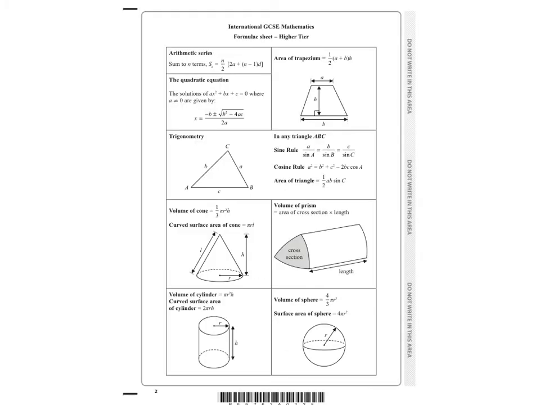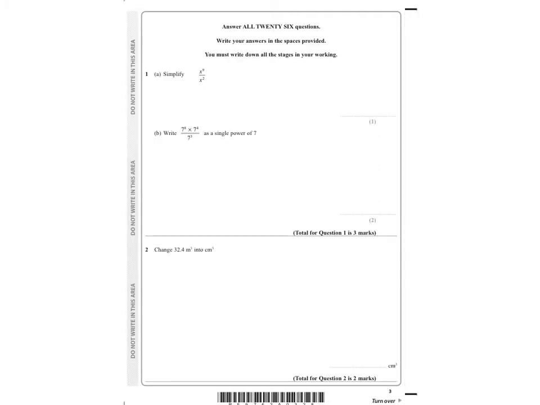As always, we're given the formula sheet, and we're going to start with question 1. Simplify x to the power of 9 divided by x to the power of 2. Now, as we know, when we divide powers, we actually take them away. So 9 take away 2 is x to the power of 7.